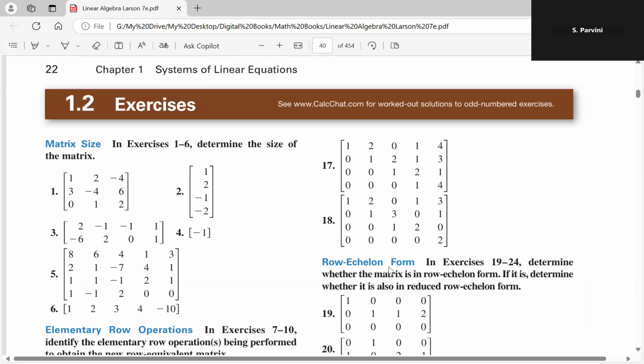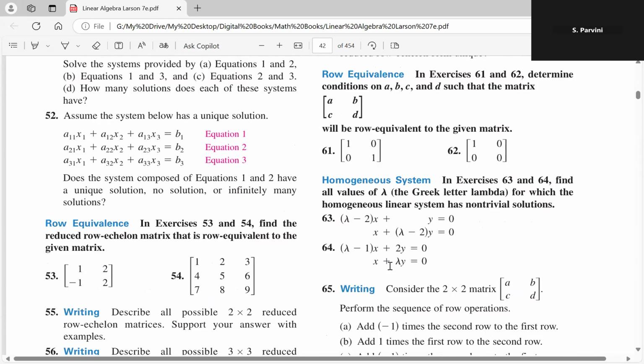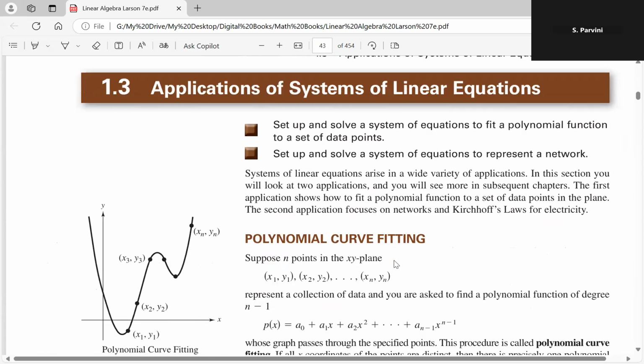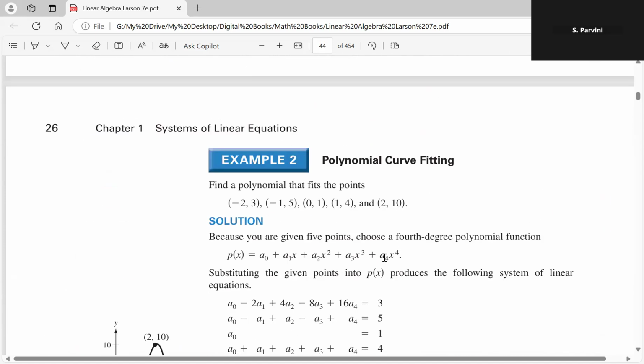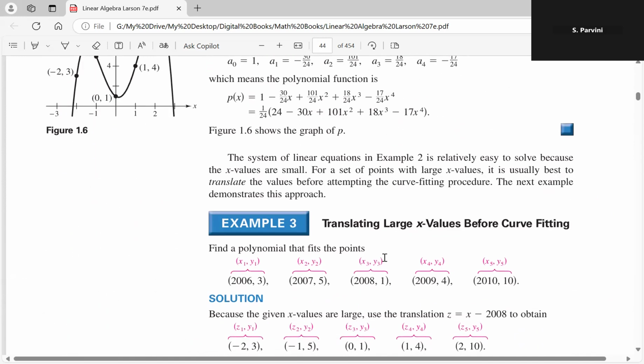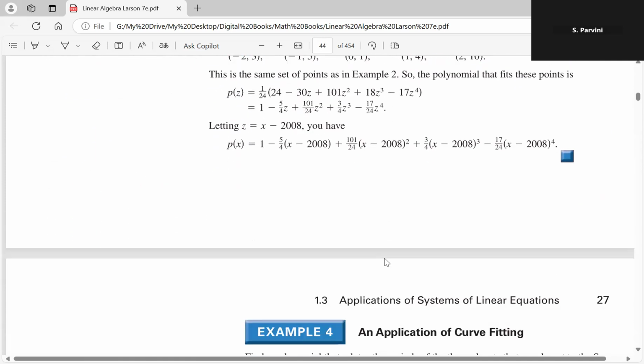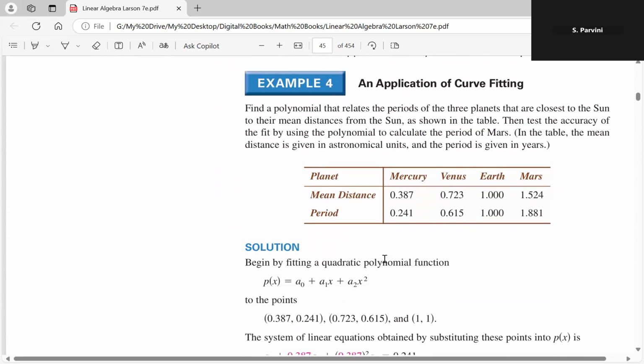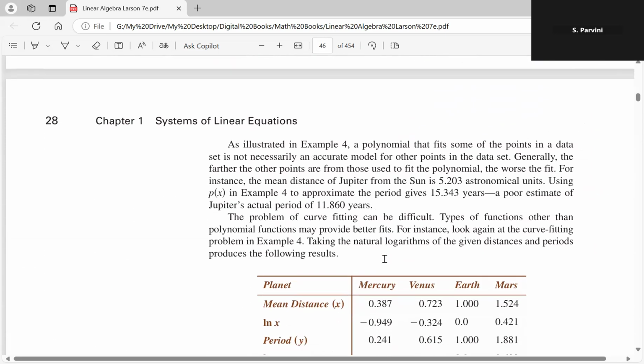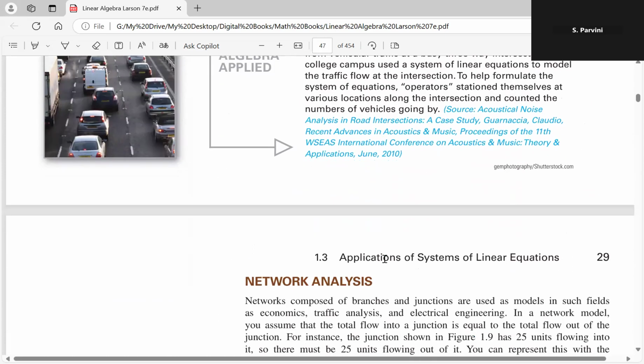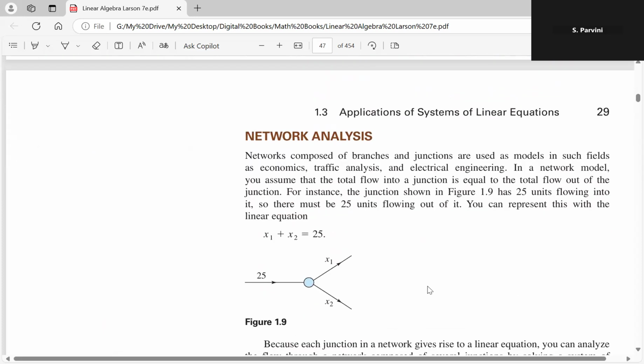Okay. Now, let's go to section 1.3, and we'll look at the applications. Now, there are several applications. The ones that we are interested in, pretty much the instructors pick and choose the applications that they like. So for the work we do, let's take a look at the application to network analysis. And we'll do an example here in a moment together.